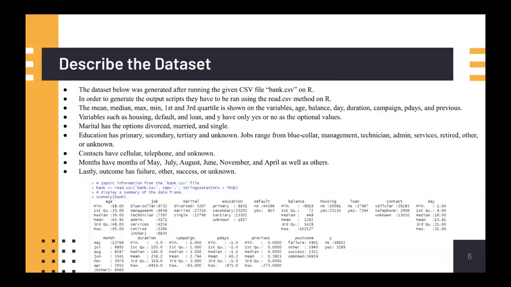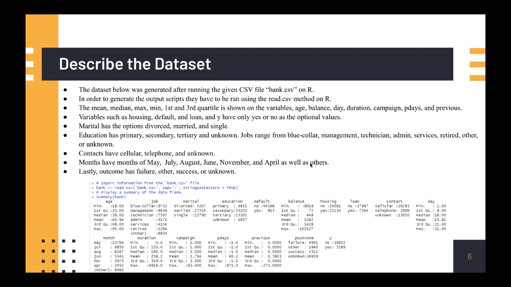All right, for our next slide, we're going to be describing the dataset in the below picture. The dataset below was generated after running the given CSV file, bank.csv on R. In order to generate the output scripts, they have to be ran using the read.csv method on R. The mean, median, maximum, minimum, first and third quartile are shown on the variables age, balance, day, duration, campaign, P days, and previous. Variables such as housing, default, and loan, and Y only have yes or no options as the optional values.